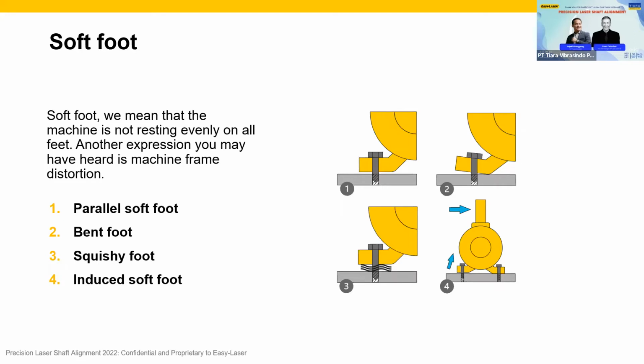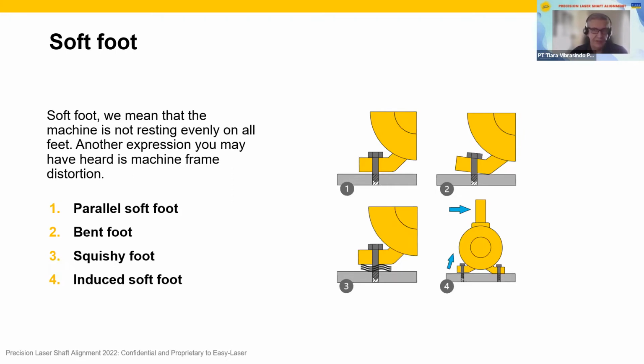The last, induced soft foot, is caused by an external force that affects the machine frame. And this can be quite hard to detect, hard to find. So the laser system, which has the opportunity to measure all of the soft foot conditions, will here indicate more than one soft foot, usually on the same side or the same end of the machine. The feeler gauge will not find a gap.